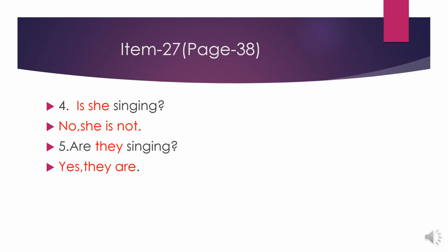Yes, they are. Why is are here? Because after they, for the present tense, we use the auxiliary verb are. I repeat, in the present tense, for the subject they, we use are. For the subject you, again we use are. So they are, you are, we are. So yes, they are, because of the subject, are is placed here. Got it? So let us see the next one.